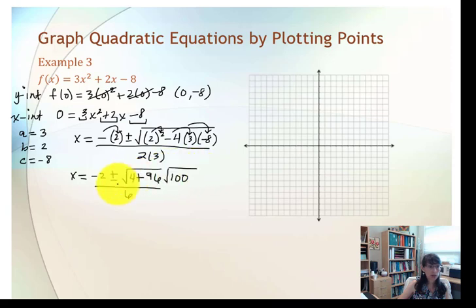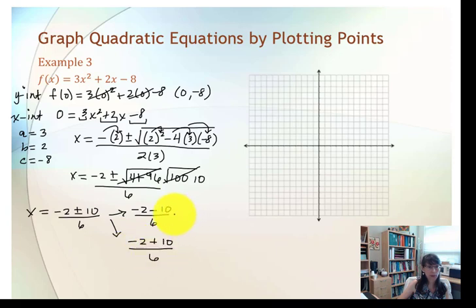Now that's a nice number to have under the radical because 100 is the perfect square of 10. So that's going to simplify as 10. So our x is going to equal negative 2 plus or minus 10 divided by 6. So one solution would be negative 2 minus 10 divided by 6, and the other solution would be negative 2 plus 10 divided by 6.